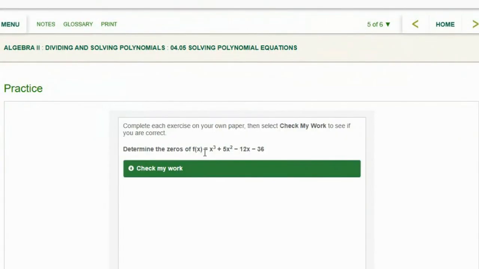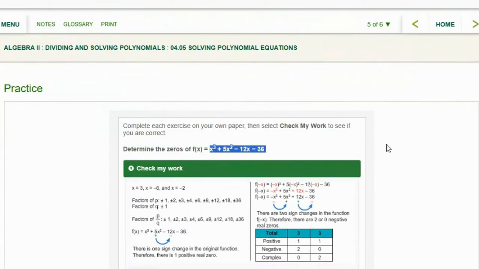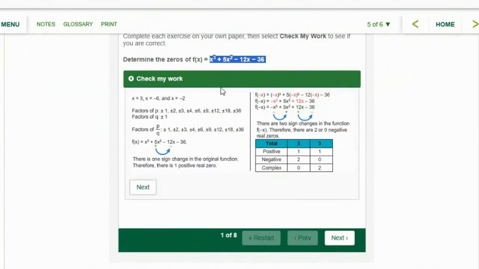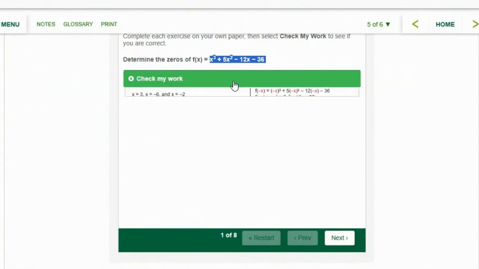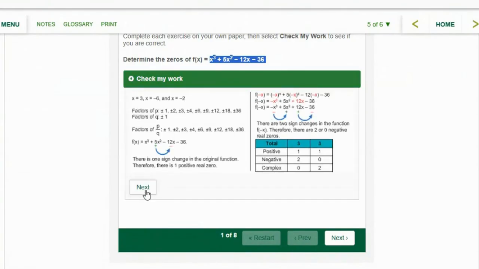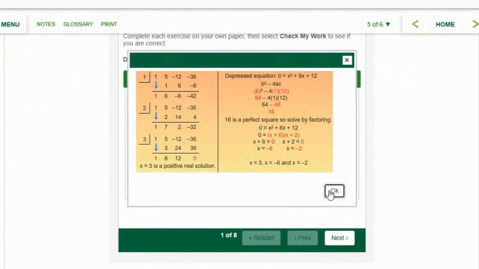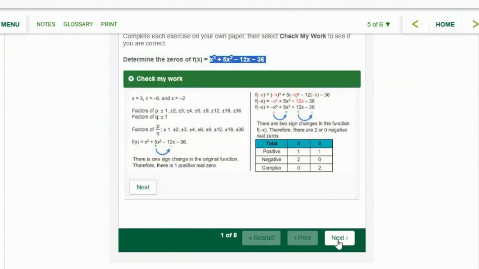Do this on your own paper and then check your work. What are the zeros of this? There's the work they did. Use the rational root theorem, Descartes, synthetic division. Oh, there's a next because there's the synthetic division. 8 problems here.